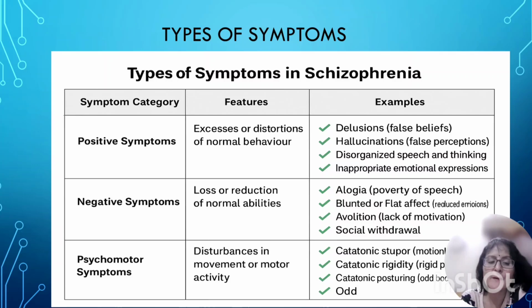That is, they will remain silent and motionless for a long period of time. They are silent and motionless. Then catatonic rigidity, holding a rigid, upright posture for long hours. Then catatonic posturing refers to maintaining an awkward position, awkward posture, for a long time.